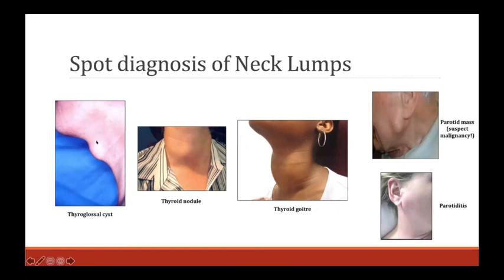present. So a thyroglossal cyst has a very distinct outpouching there. Thyroid nodule, a little bit bigger. Thyroid goiter, very similar to thyroid nodule, but important to consider in conjunction with the symptoms that they might be having. A parotid mass is a bit of a red flag because more often than not, a mass in the parotid often means an underlying malignancy.